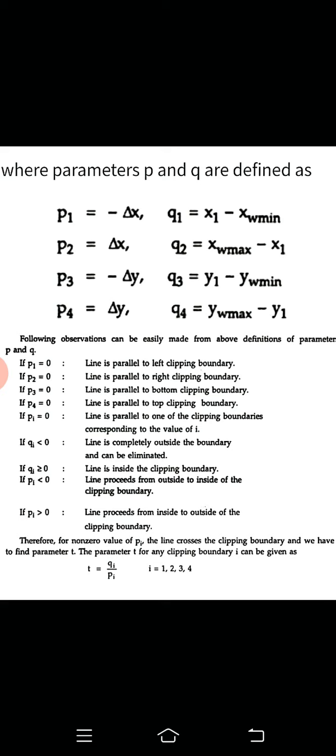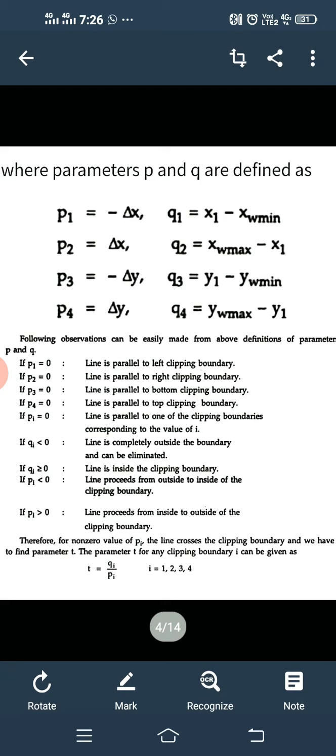Let's discuss the cases for qi. There are only two cases for qi. First, qi is less than 0, and second, qi is greater than or equal to 0. For qi less than 0, we can say the line is completely outside the boundary, and in this case we can reject the line. No further calculation is followed and the line is eliminated. For qi greater than or equal to 0, we can conclude that the line is inside the clipping boundary.